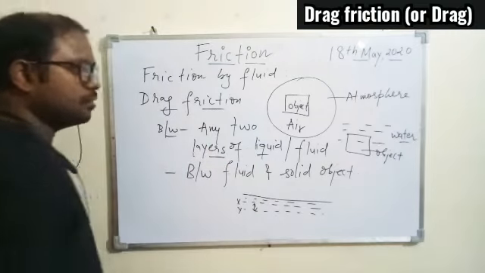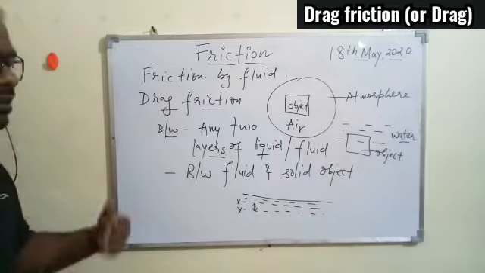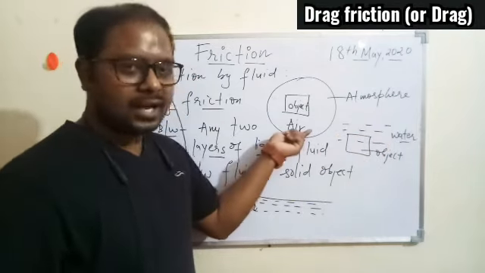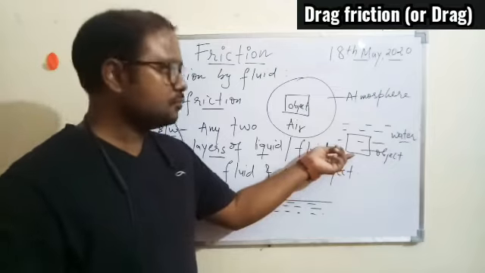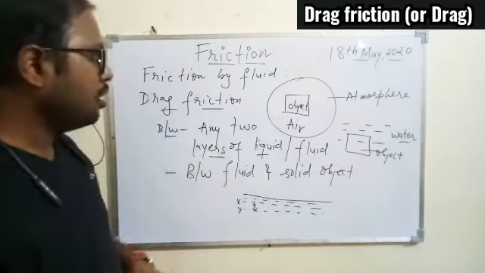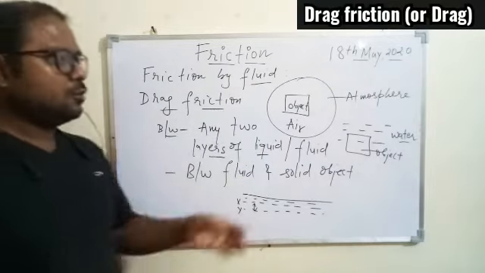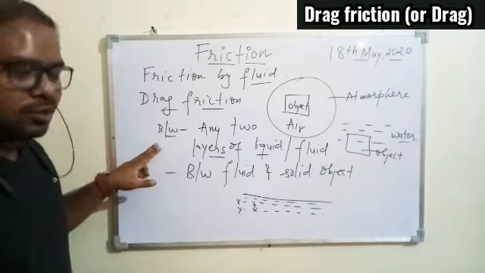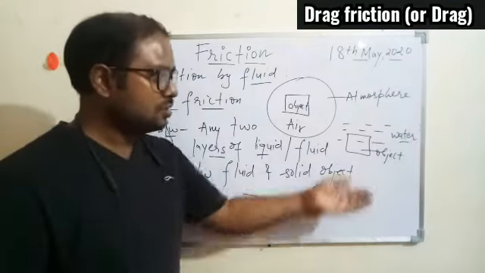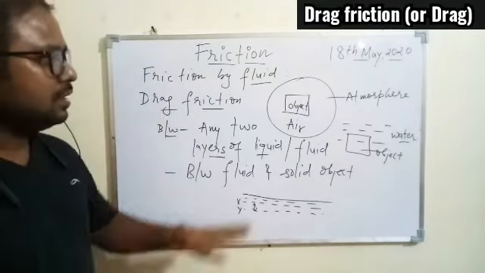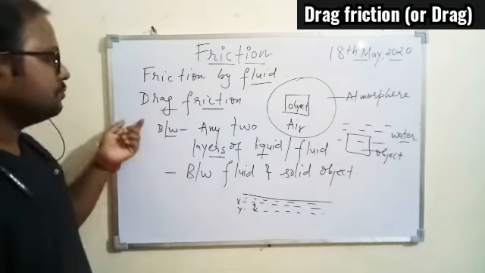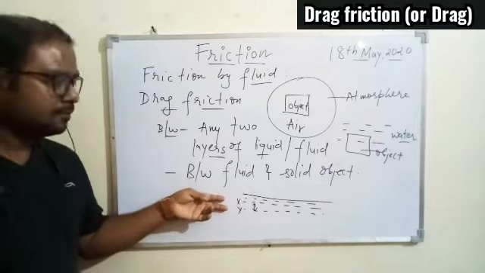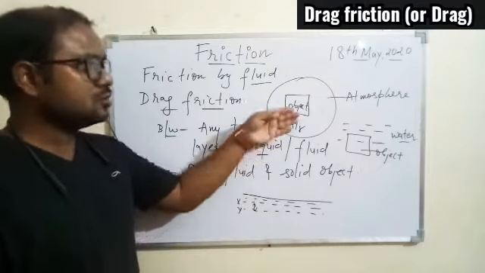It can be between two layers of the liquid or fluid, or it can be between the object and the liquid. If any solid object is placed in water or in air and it is in relative motion with respect to the water, the air, or the fluid, then it will also get friction by the fluid, which is called drag friction. So overall the concept is, if any object is in motion or relative motion with respect to the fluid, then the object will get friction by the fluid, and that friction is called drag friction. This friction can take place between any two layers of the same fluid, and it can take place between the fluid and the solid object.